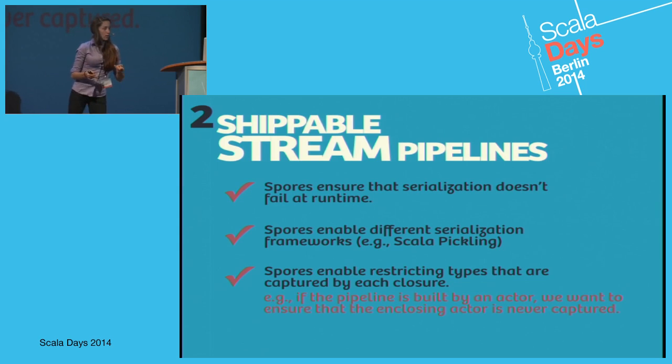But you could also imagine that you don't necessarily have to have an implicit pickler. You could have an implicit immutability checking thing. Since it's type class based, you can swap out the type classes that then apply some extra checking or functionality, like pickling in this case. And then finally, Spores enable restricting the types that are captured by each closure. If you have an actor sending around the functions that represent each pipeline stage, you probably don't want the user to accidentally capture it, right? So you can use these constraints to prevent that.